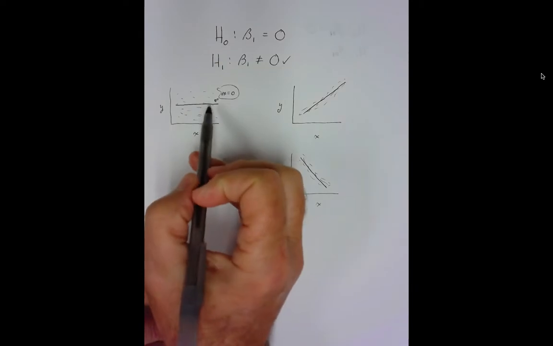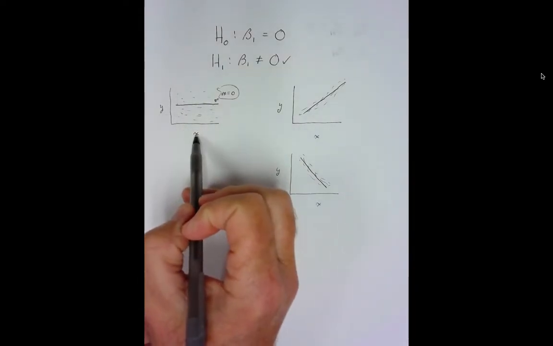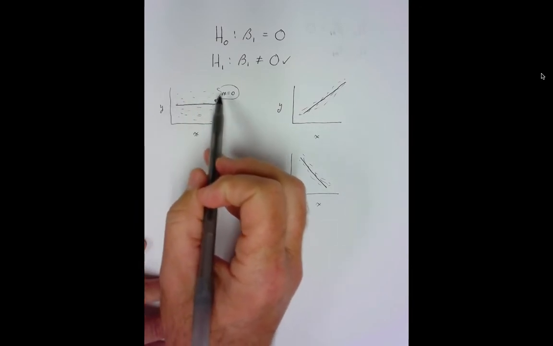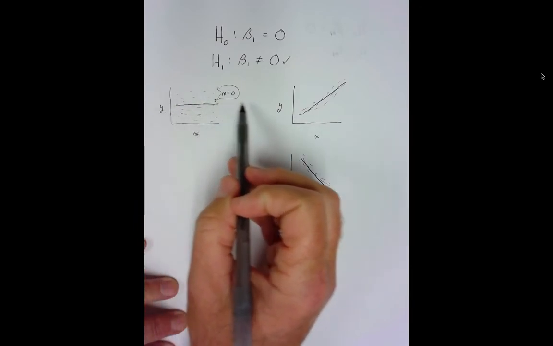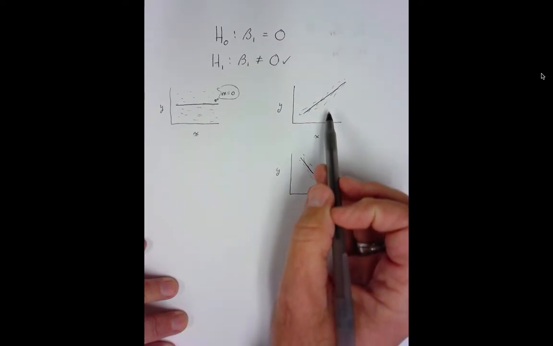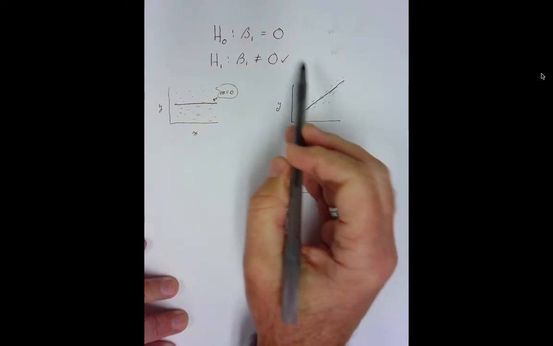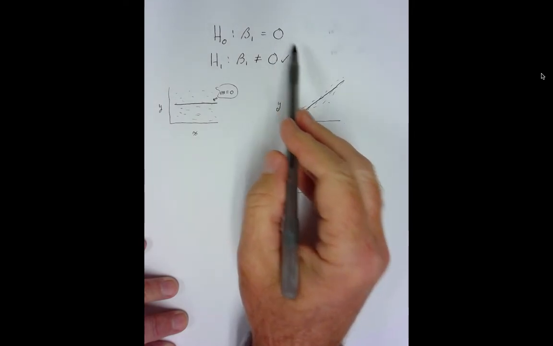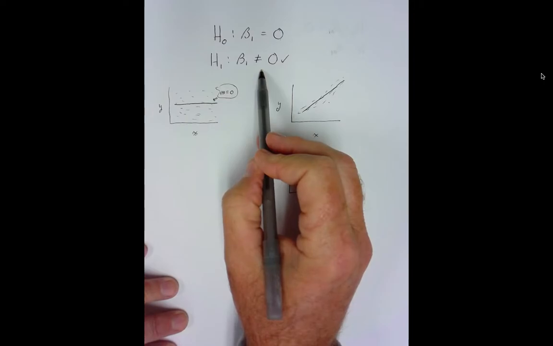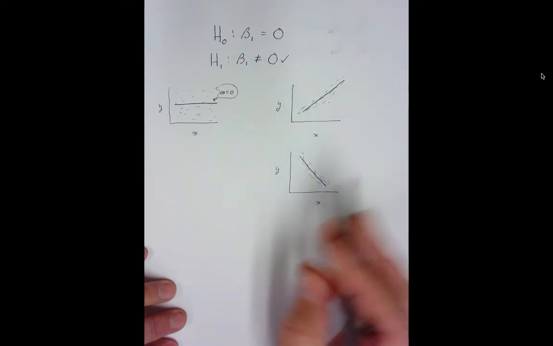So we just assume that the relationship between the population X and population Y is nonlinear. And then we go out and get sample data and look at our sample data to see if it indicates that we should reject this statement based on the evidence that we collected and conclude that the slope of the model is not equal to 0.